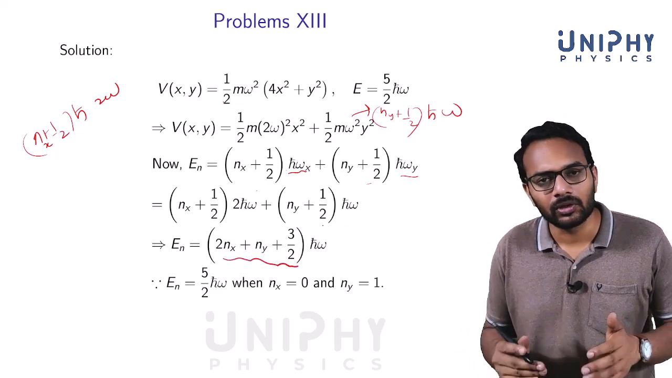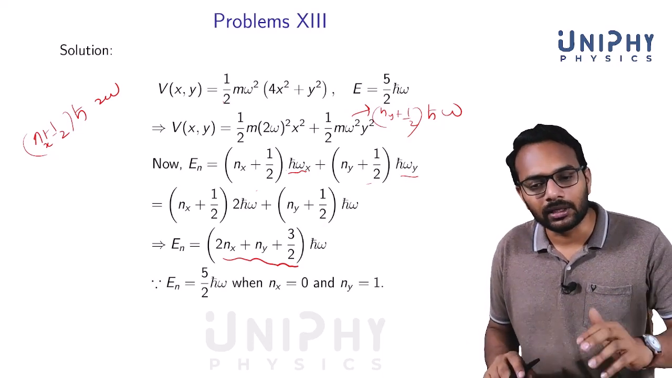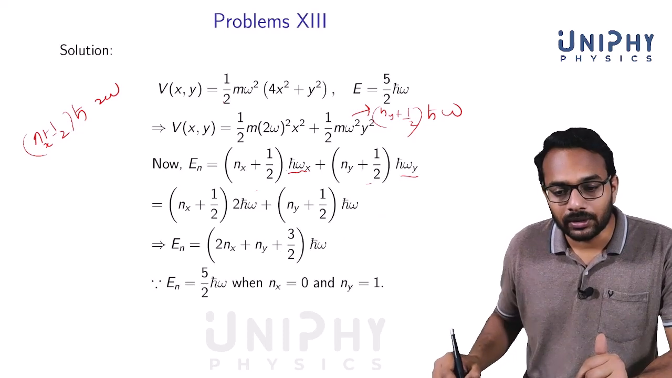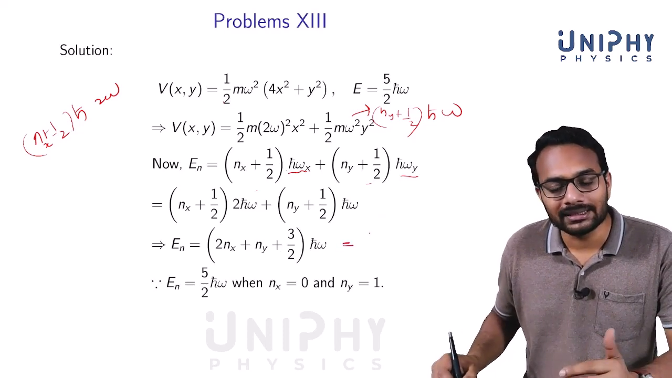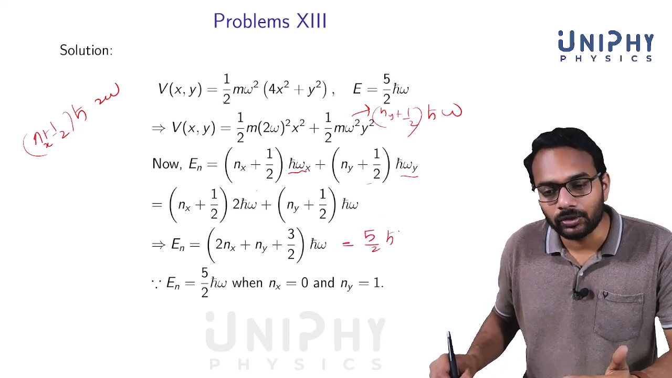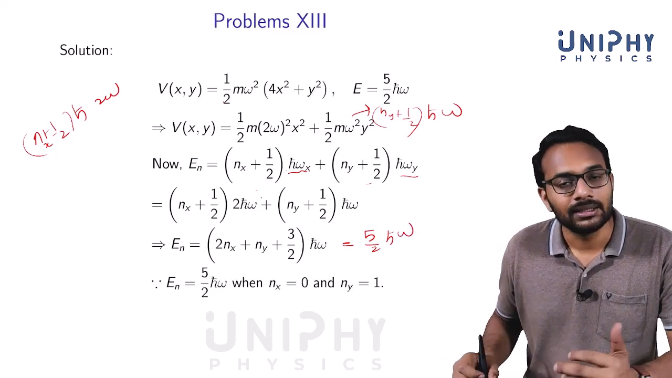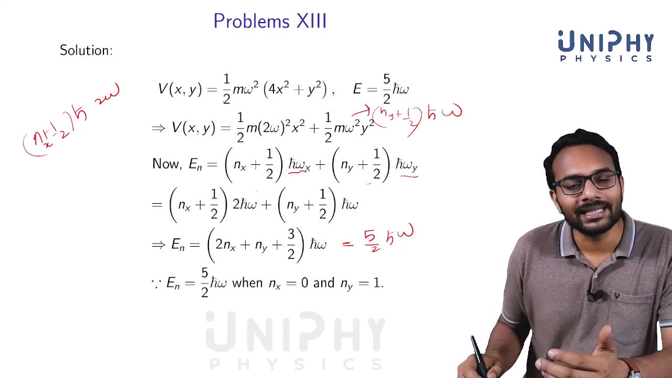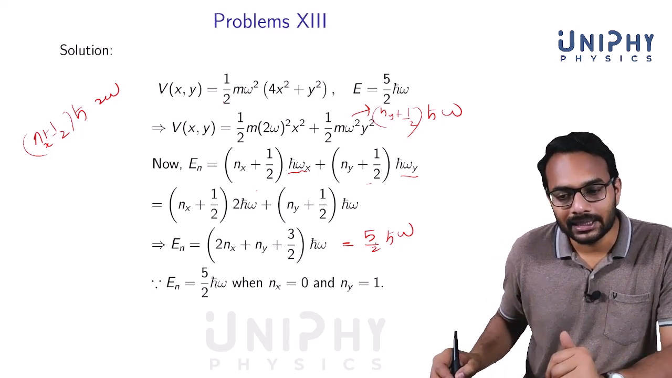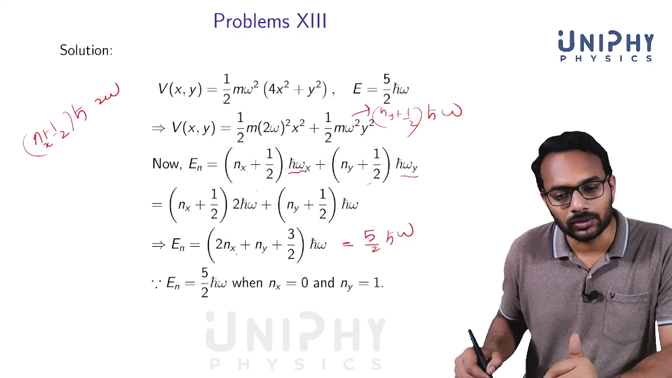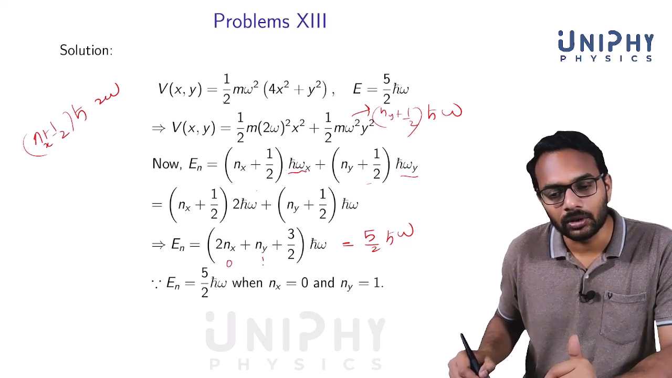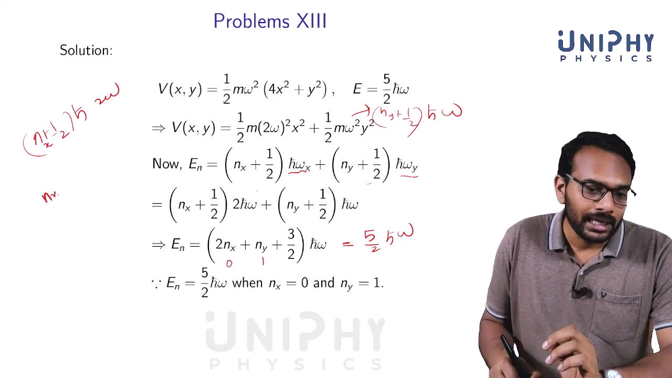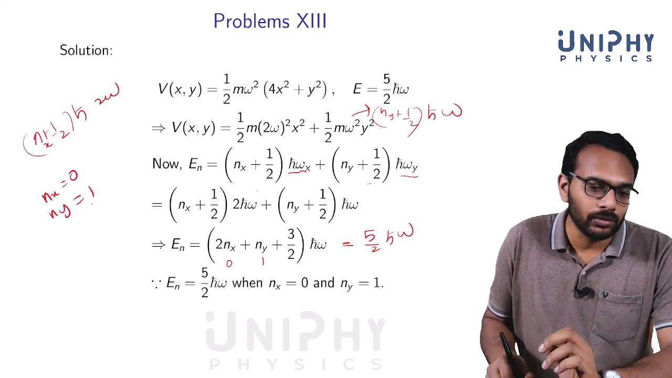I think we have already done a problem where part of it was similar. Now we know that this has to be equal to 5 by 2 h cross omega, because this value is given in the question. So what are nx and ny corresponding to this? You will get 5 by 2 h cross omega only if you put nx equal to 0 and ny equal to 1. So now we know the values: nx equal to 0 and ny equal to 1.